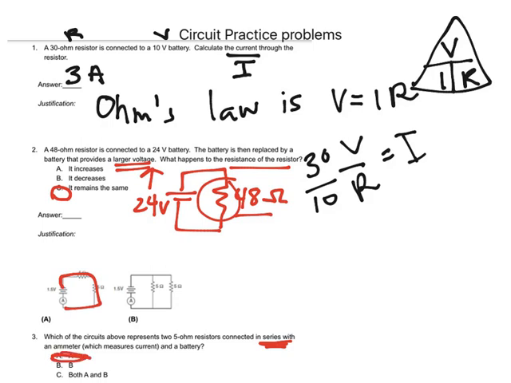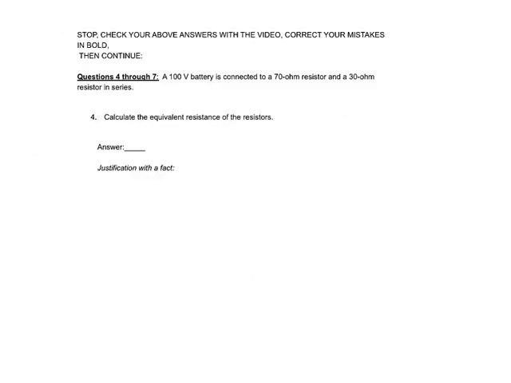As far as your fact, it should be that resistors are connected in series if they're connected on a single path, which is under resistors in series. Moving onward. Right, and then if you are truly following the instructions, this is where you should stop watching this video and go back and continue doing questions 4 through 7.